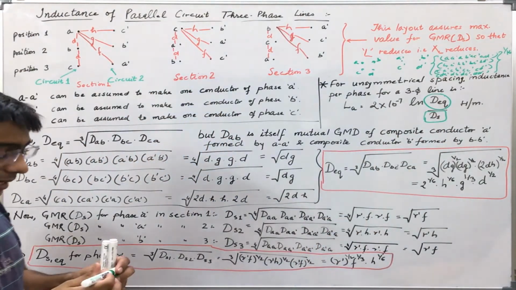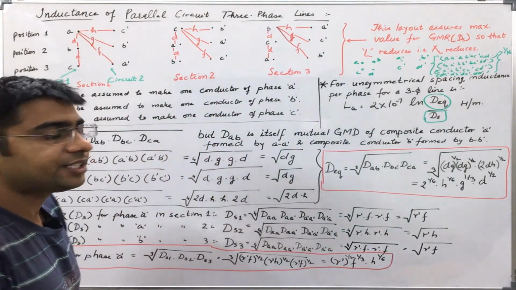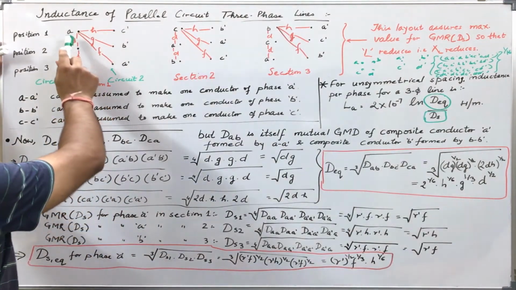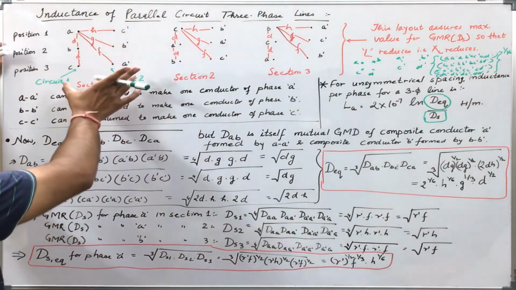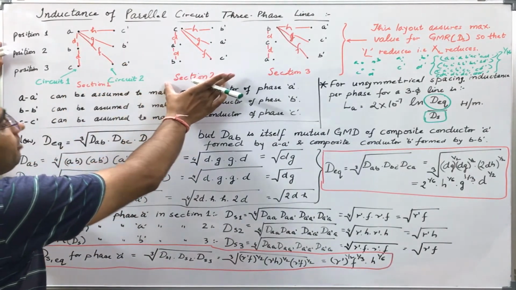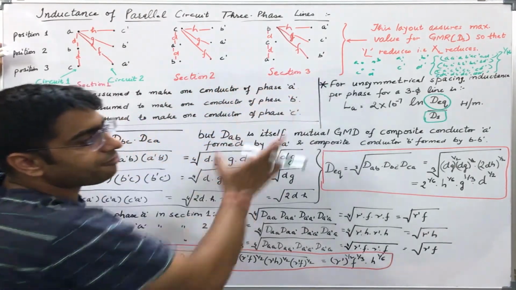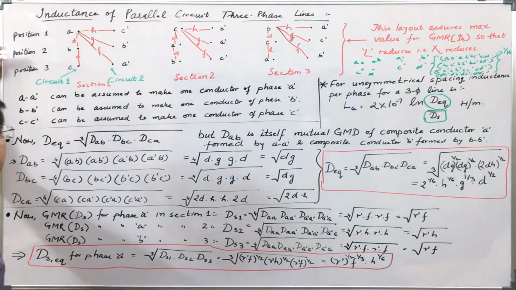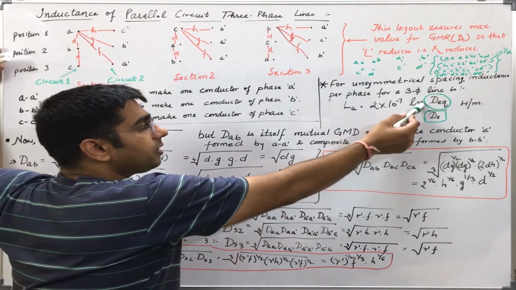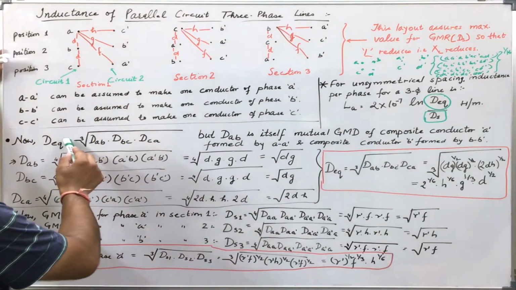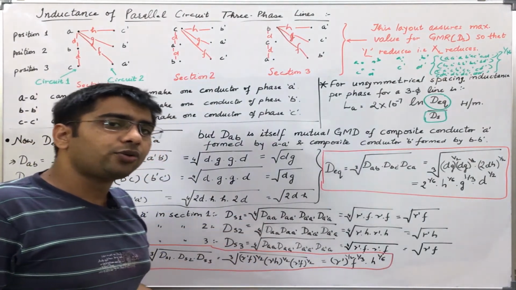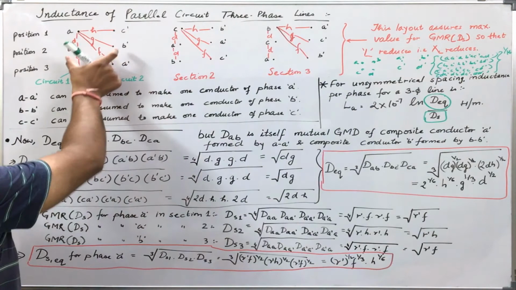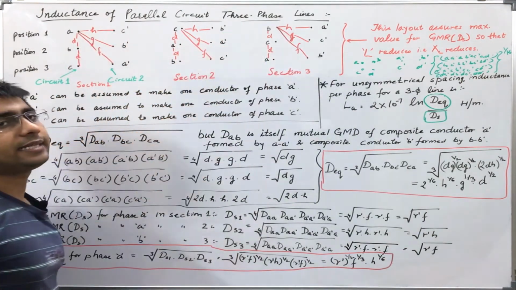Now you can see that the GMR is changing in each section. In every section, A dash is occupying a different position. So the GMR in section 1 will be different, in section 2 it will be different, and in section 3 it will still be different. So how to find the equivalent GMR? It is very simple. As we found equivalent D, that is the cube root of the 3 distances, similarly the equivalent GMR will be the cube root of the 3 GMRs found in each section.